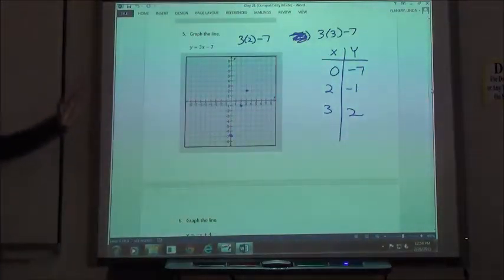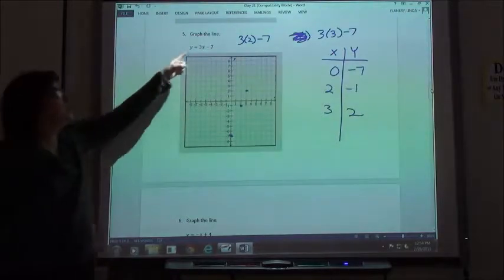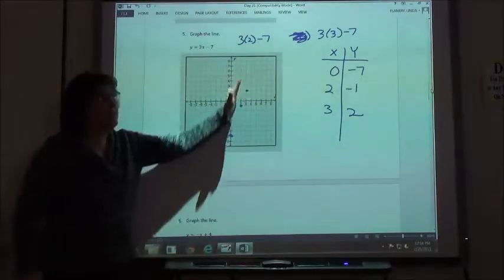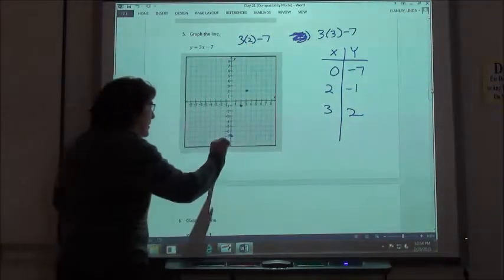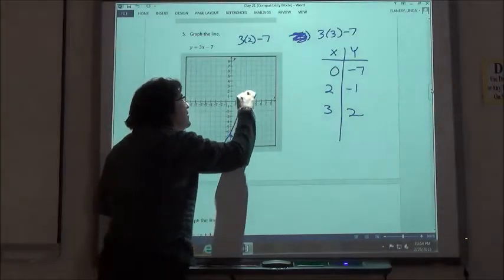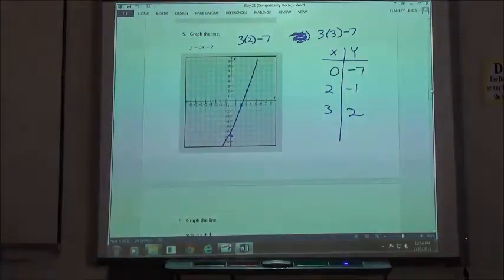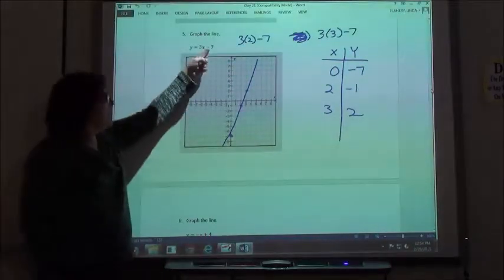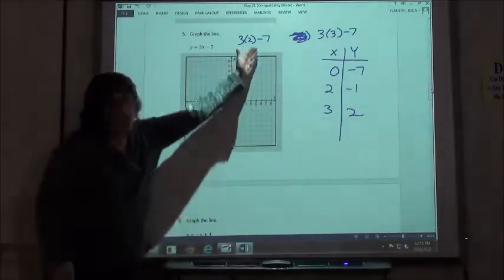So again, all those dots should line up. Because my slope is positive, I'm going uphill as I connect my dots from left to right. Just to double check and make sure everything looks like it's doing the right thing. So my y-intercept was negative 7. We're going up as you go.